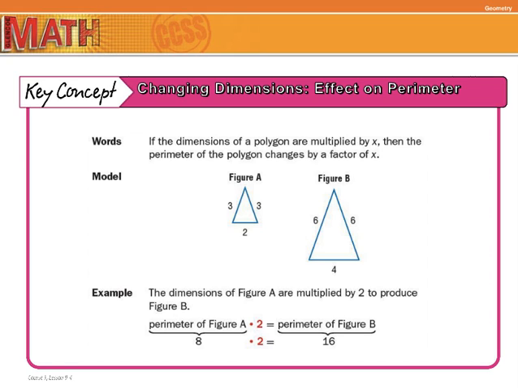If the dimensions of a polygon are multiplied by x, then the perimeter of the polygon changes by a factor of x. The dimensions of figure A are multiplied by 2 to produce figure B. So the perimeter of figure A times 2 equals the perimeter of figure B, right? Because 8 times 2 is 16. And 3 times 2 is 6, and 3 times 2 is 6, and 2 times 2 is 4.